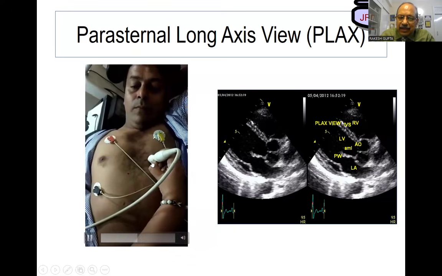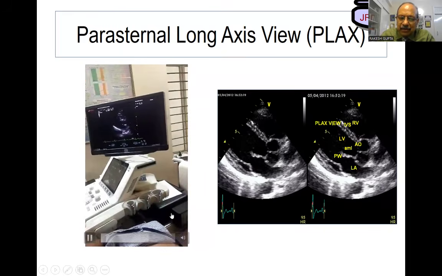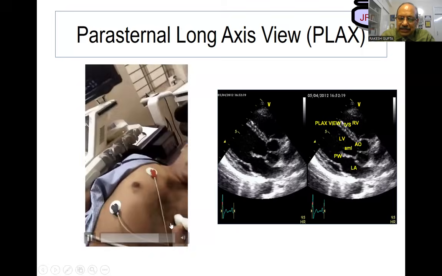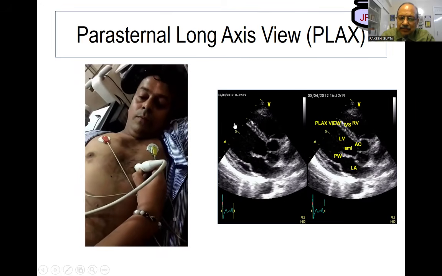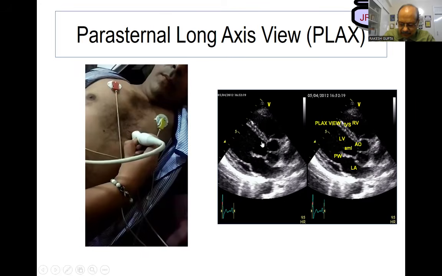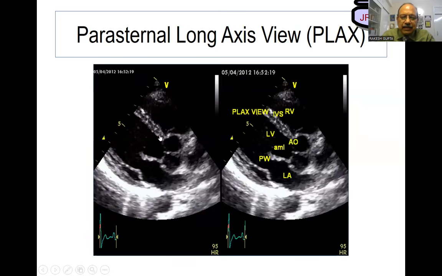Look at it very carefully, how you put your probe right into the left third intercostal space. This is the particular view you get. So LA, LV, aorta, RV on top. Here is the descending aorta. And here is the coronary sinus, which would be seen somewhere over here.